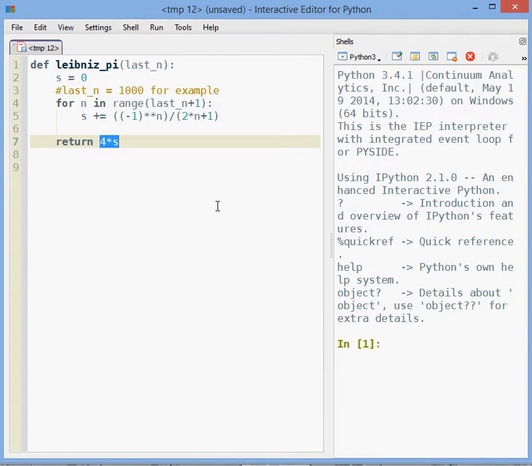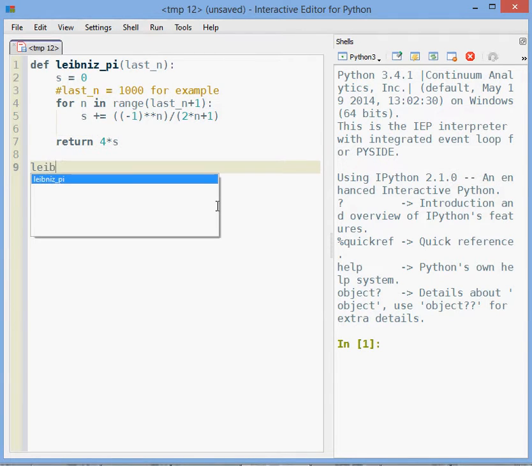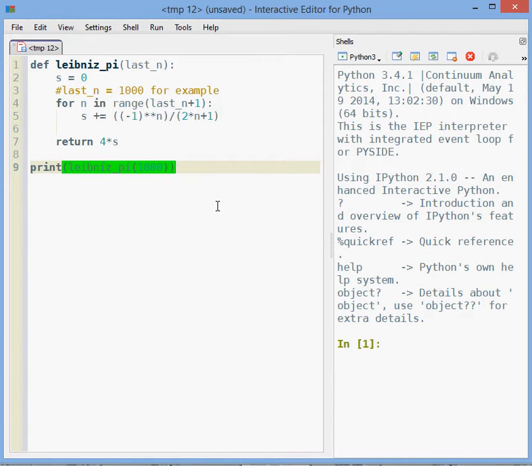Return, and that's our approximation to pi. So let's try it out. Let's say that the last term that we want is 1000 and we want to print the result. So I run it, and here it is. We get an approximation for pi.